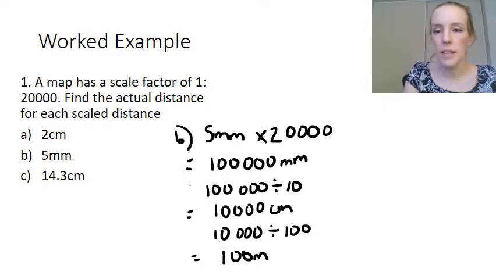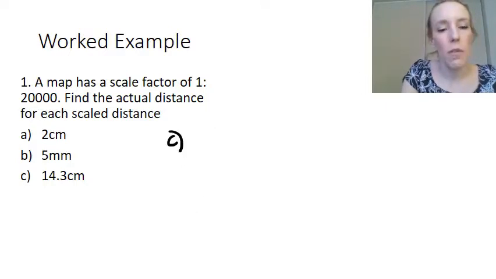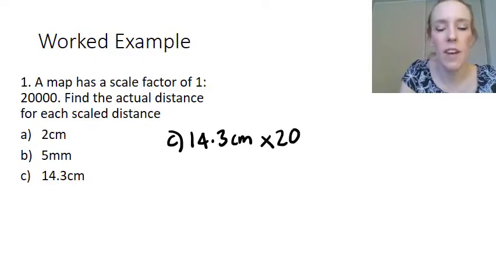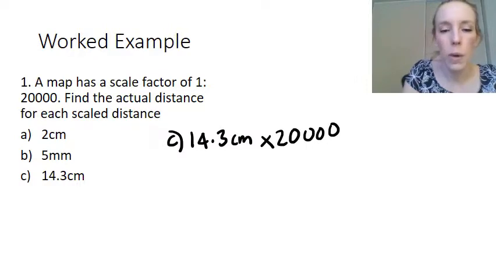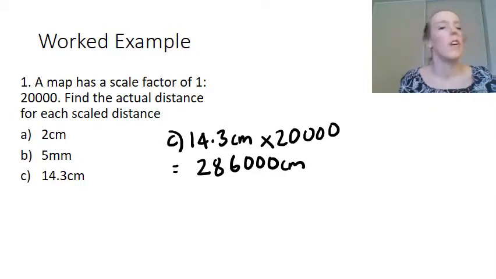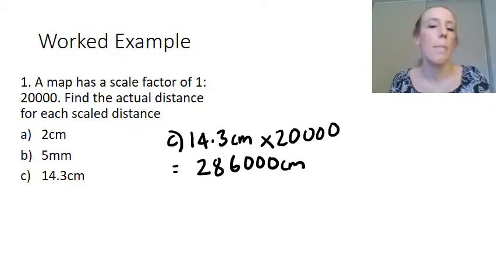And we'll do our last one. C, we've got 14.3 centimeters on our map. What's that going to equal in real life? So we have to multiply it by our scale factor. So we're multiplying that by 20,000, and that equals 286,000 centimeters. So 14.3 centimeters on our map is going to equal 286,000 centimeters in real life.